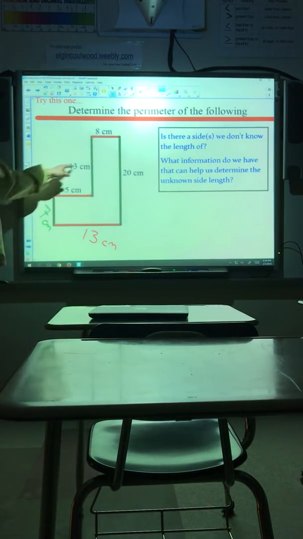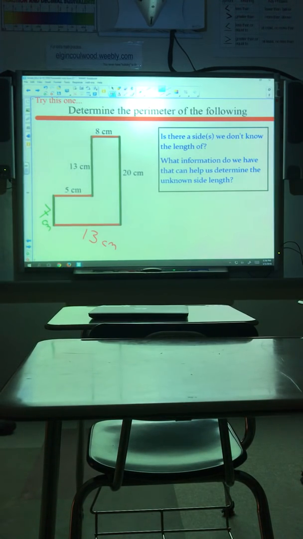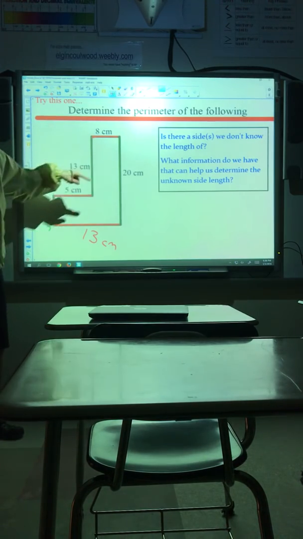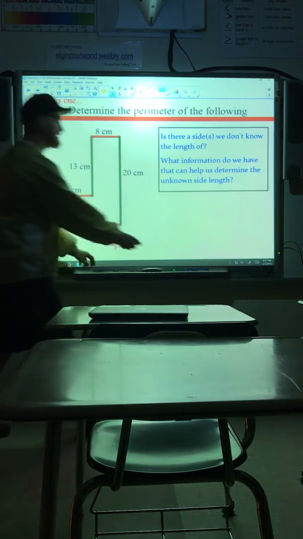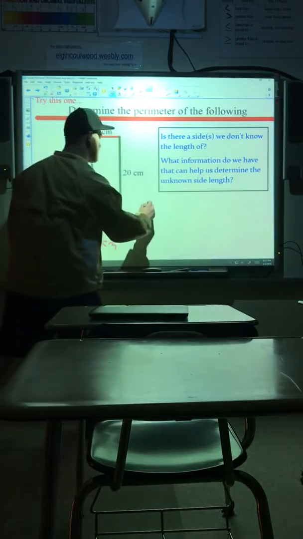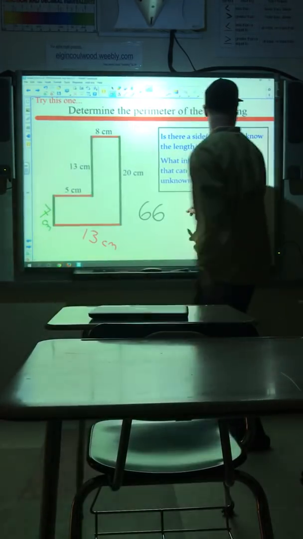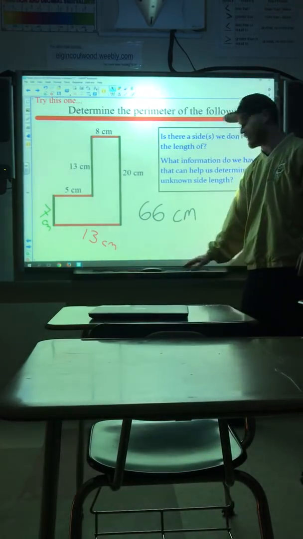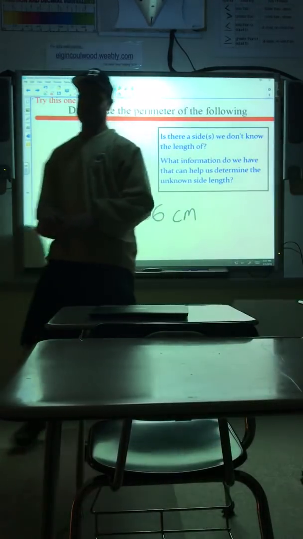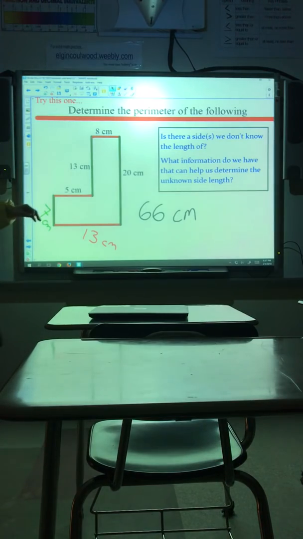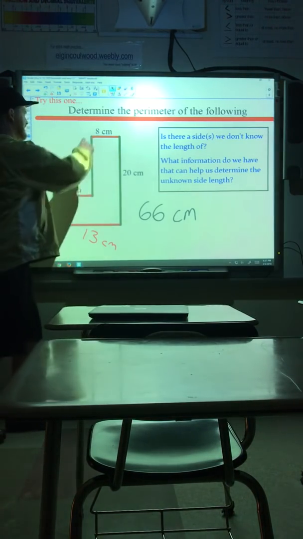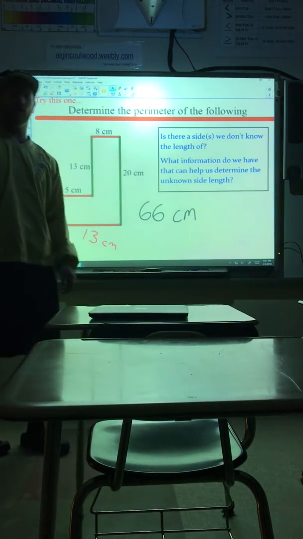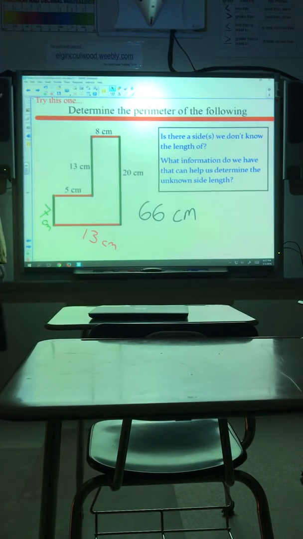Now we have all the sides labeled. So go ahead, add them all up. 7 plus 5 plus 13 plus 8 plus 20 plus 13 centimeters gives us a grand total, in this case, 66 centimeters. Now again, perimeter, it's not squared, that's only area. So in this case, it's just going to be 66 centimeters all the way around this figure. Pretty straightforward.